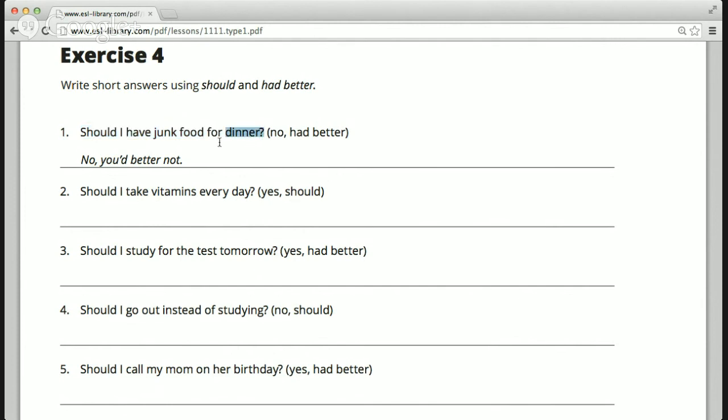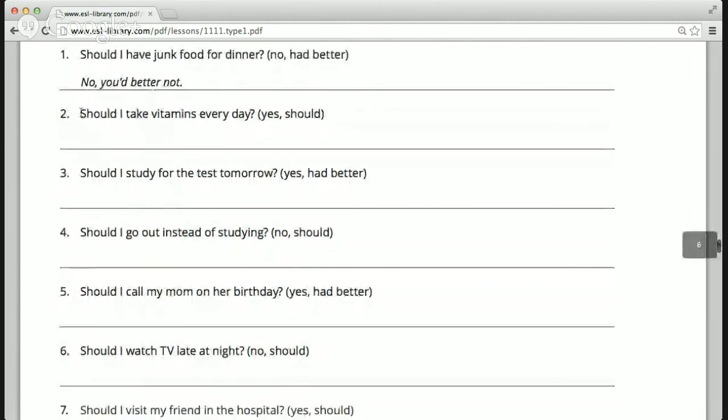And if you disagree with it, like, I love junk food for dinner, it's my favorite, then no, you'd better not. And with had better, you guys, please use the contraction. I want you to practice using that. Okay. All right. Very good. So number 2. Answering the question.